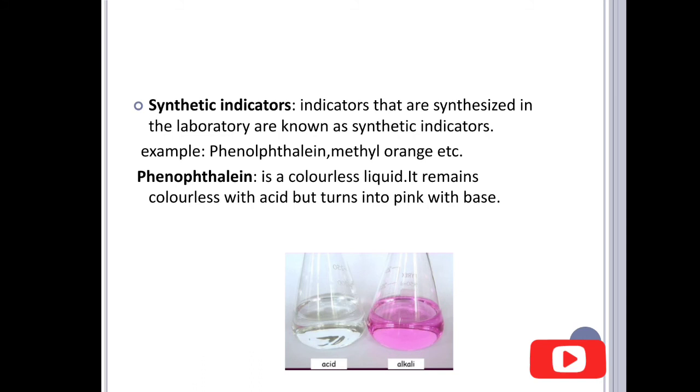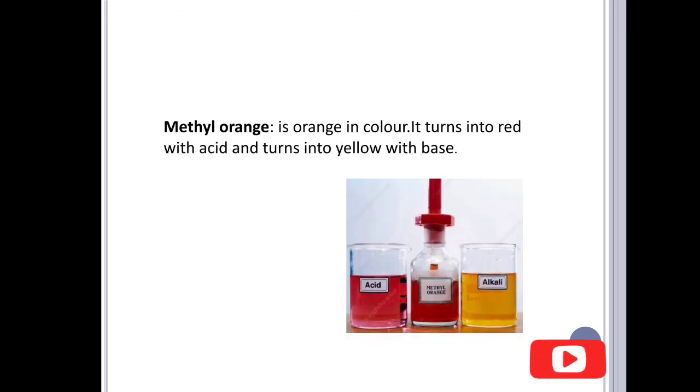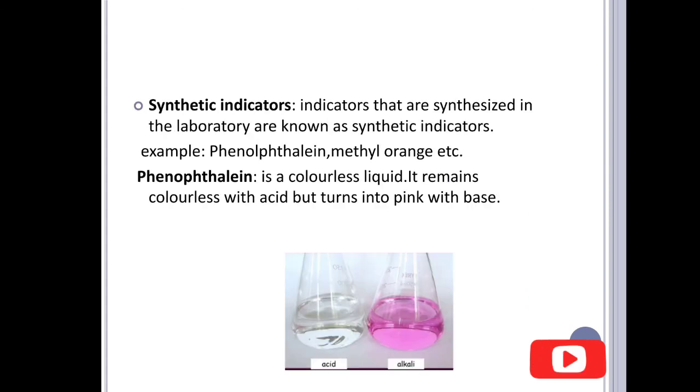And the last one is synthetic indicators. Synthetic indicators are synthesized, or made, in the laboratory. Some examples are phenolphthalein and methyl orange. Phenolphthalein is a colorless liquid and it remains colorless with acid, but it turns pink with base. You can see here in the picture the color change in acid and base. And the last one is methyl orange. Methyl orange is orange in color and it turns red with acid and yellow with base.